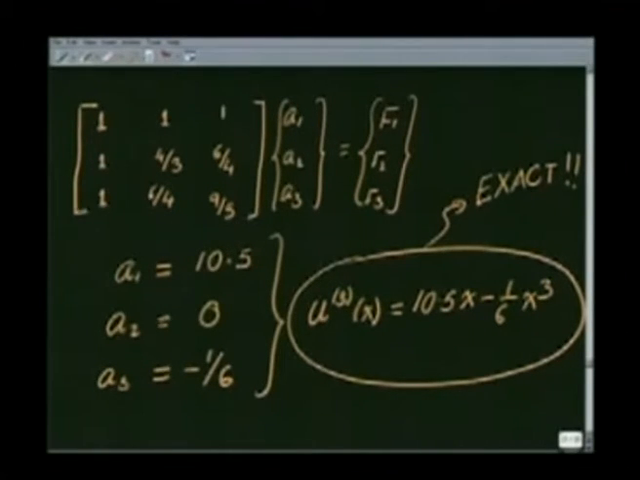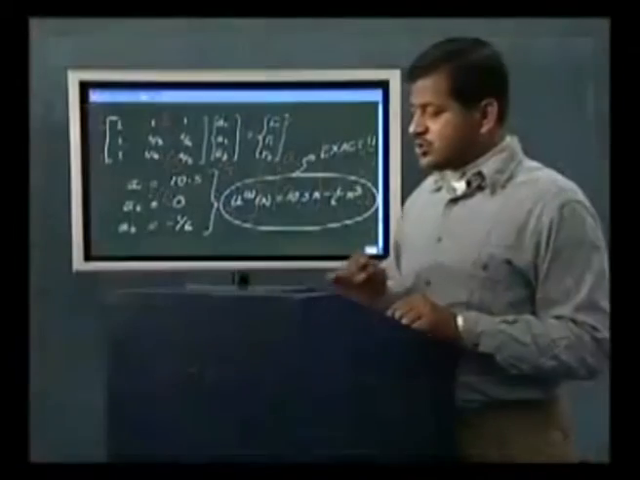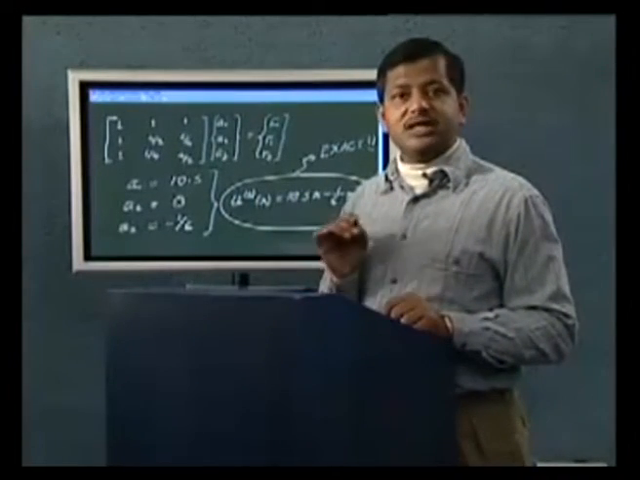If you get 10.4x minus something, your answer is wrong. Then you should go back and check your calculations. This answer should be correct to the last decimal digit.